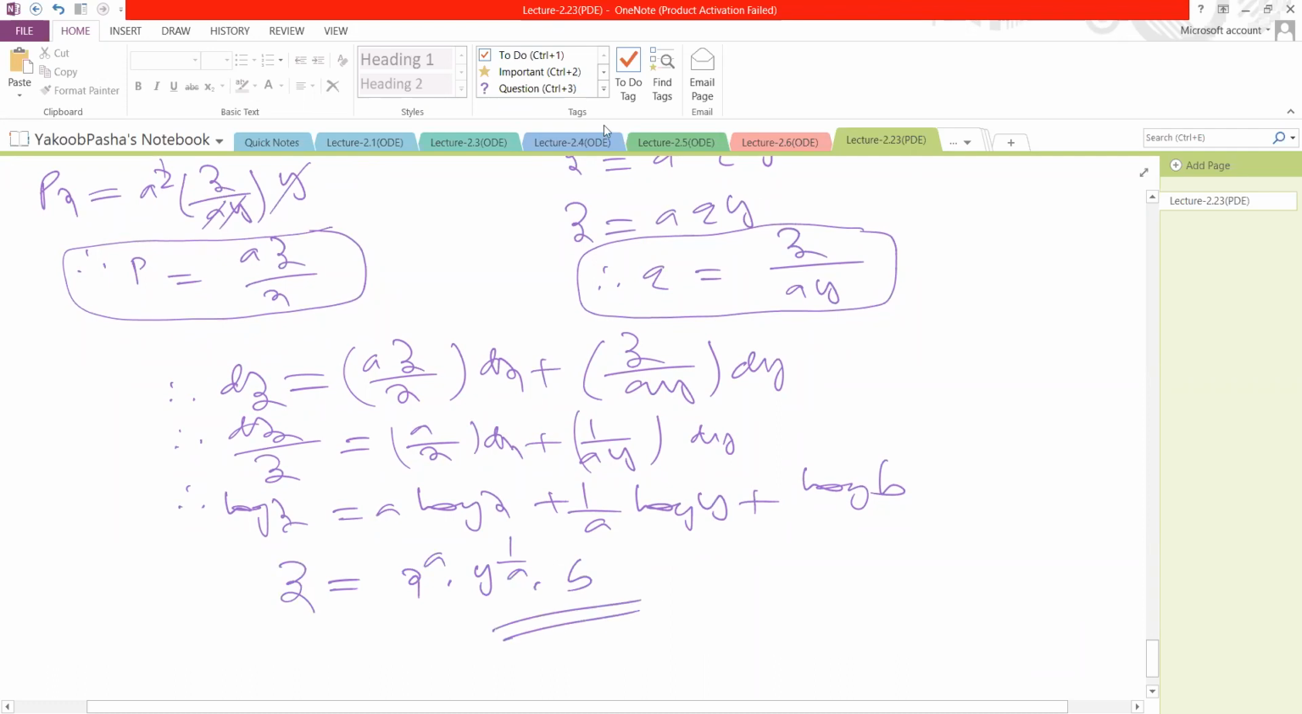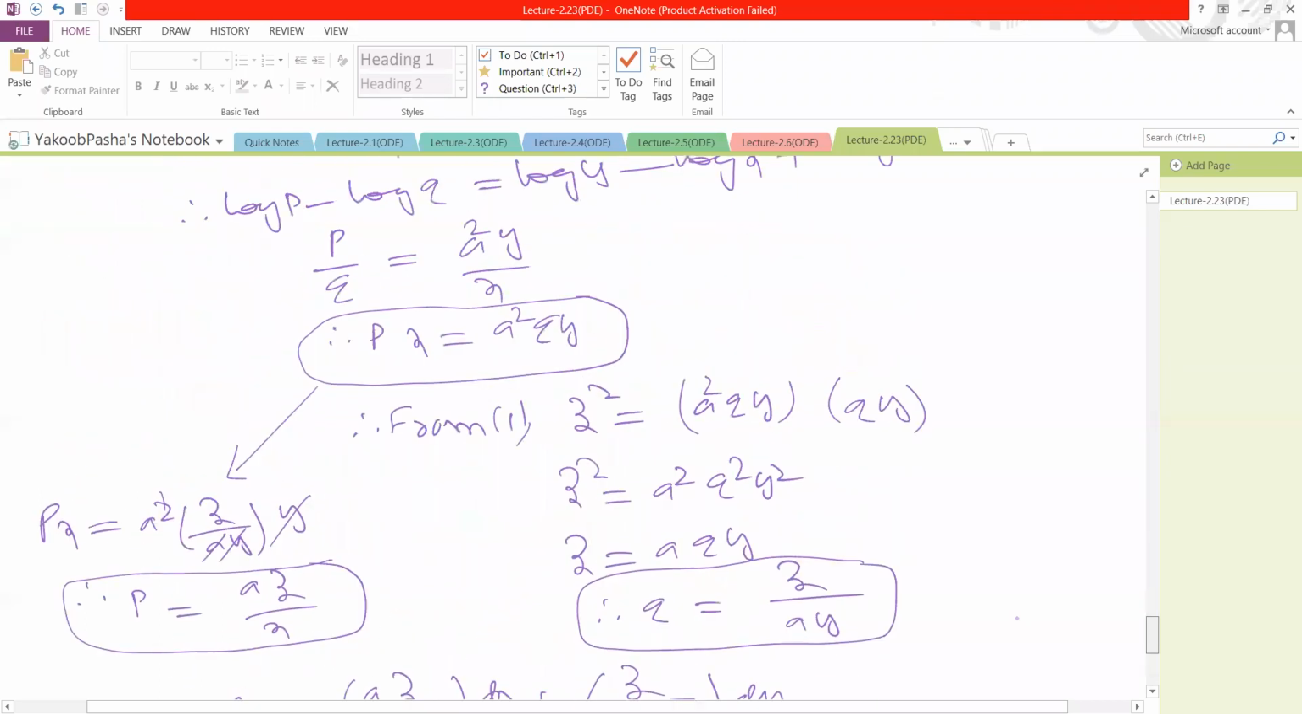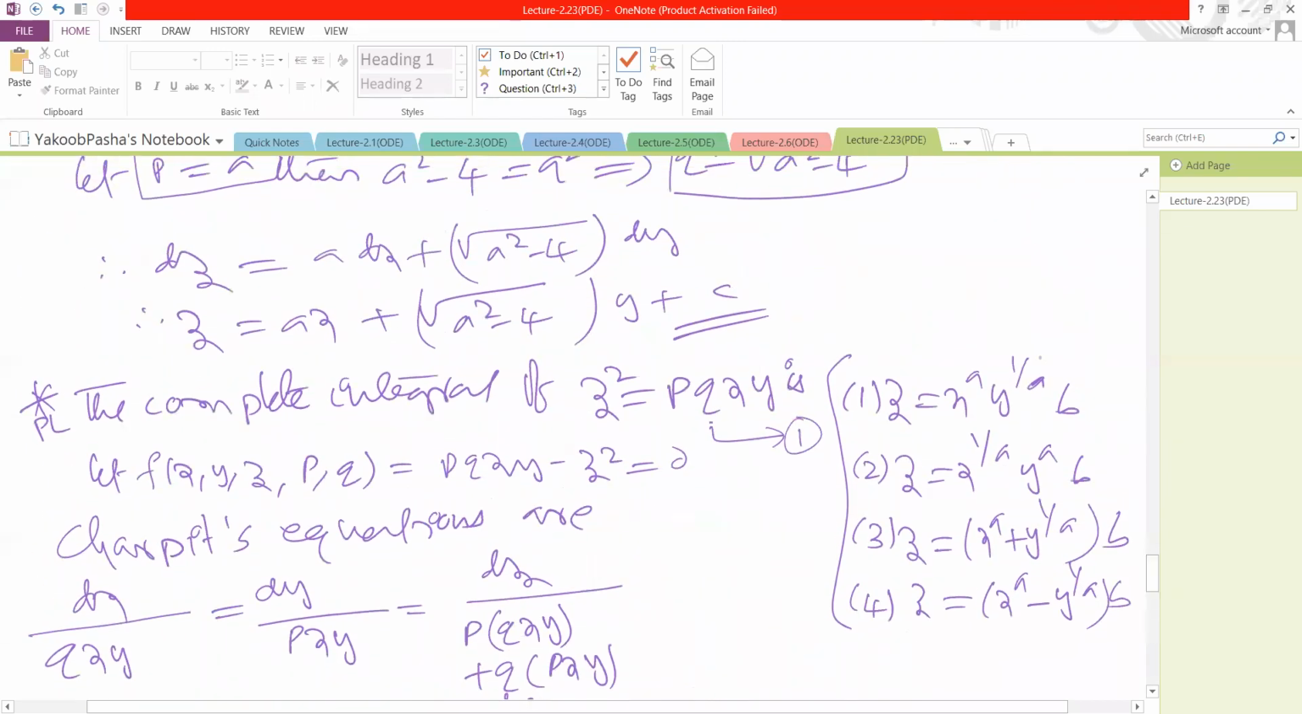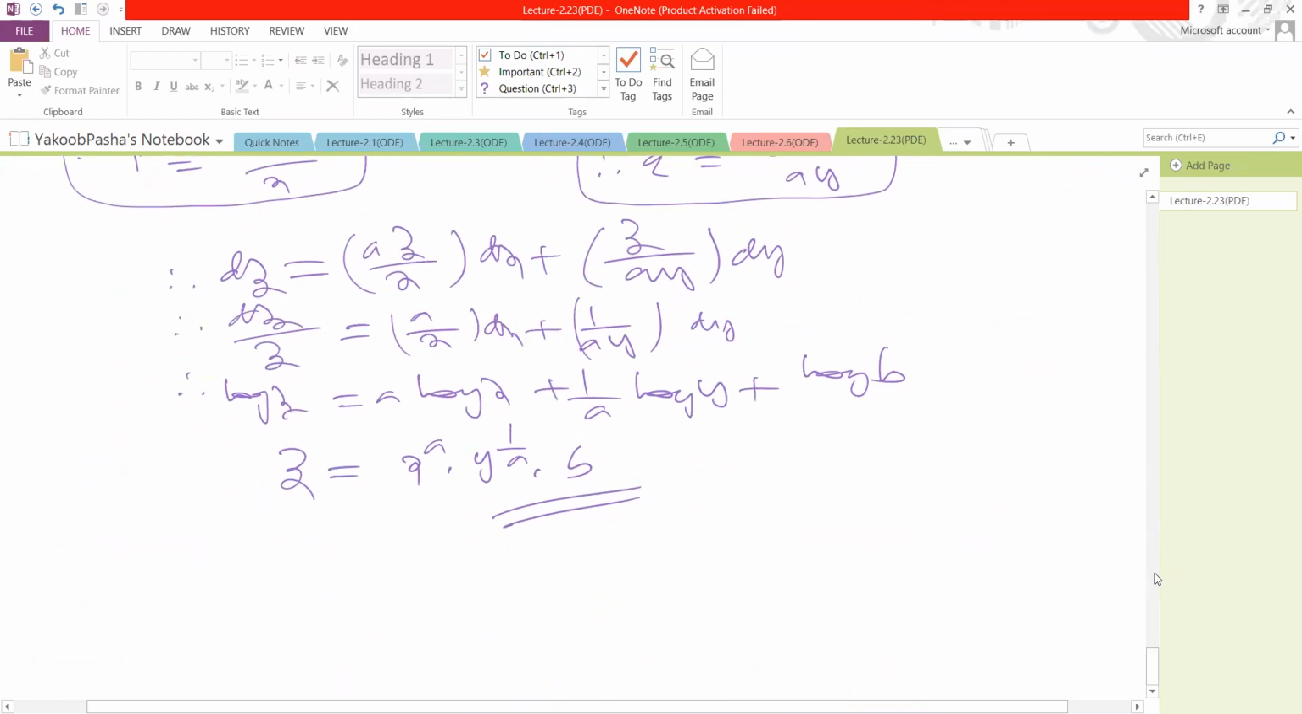This is the solution. Okay. So you can check the options here. We have X power A into Y power 1 by A into B. So what is the right option? X power A into Y power 1 by A into B. So first option is the right option. Okay. Now I'm taking another problem from PDE.